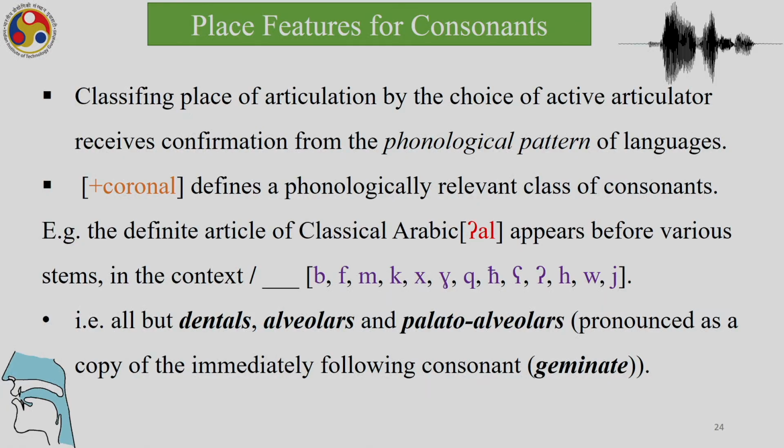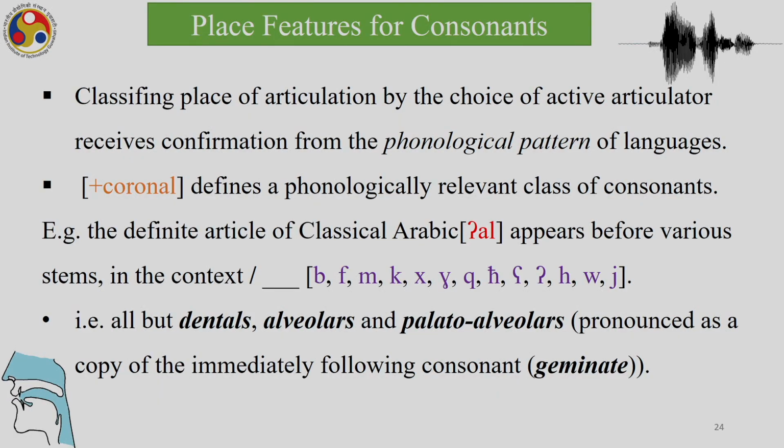And classifying place of articulation by the choice of active articulator receives confirmation from phonological patterns of languages. And we saw that a little bit in the last part of the previous lecture on features. The plus coronal defines a phonologically relevant class of consonants, and the definite article of classical Arabic, al, appears before various stems in contexts like this, showing that there is only one feature class before this.